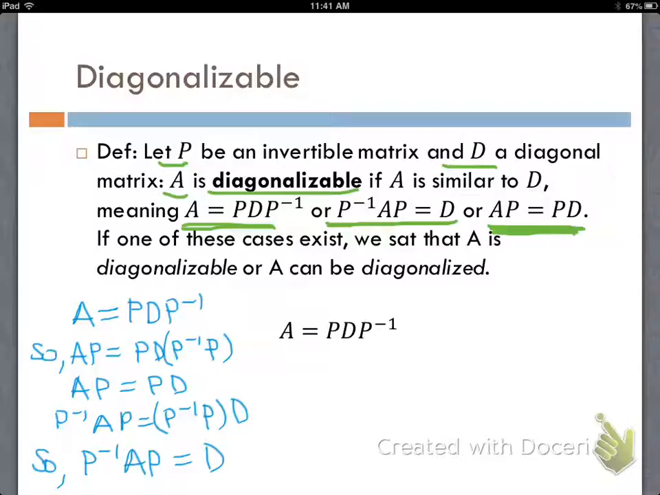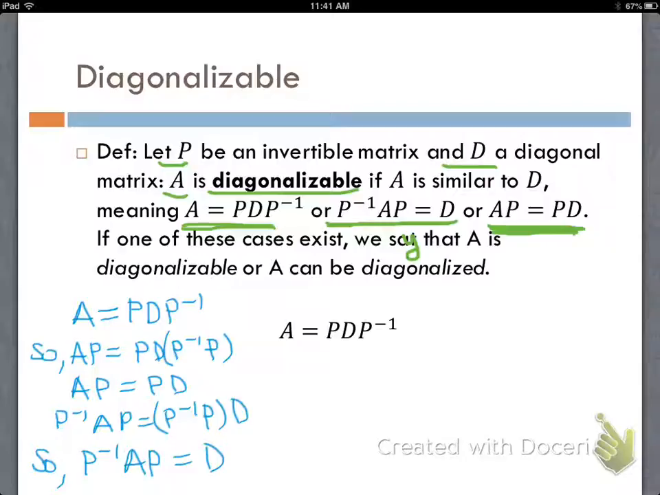So if one of these cases exists, we say that A is diagonalizable, or A can be diagonalized, okay?